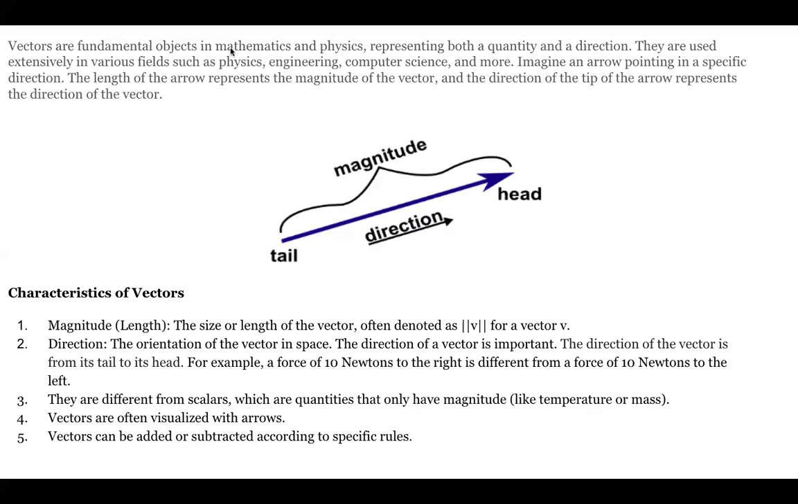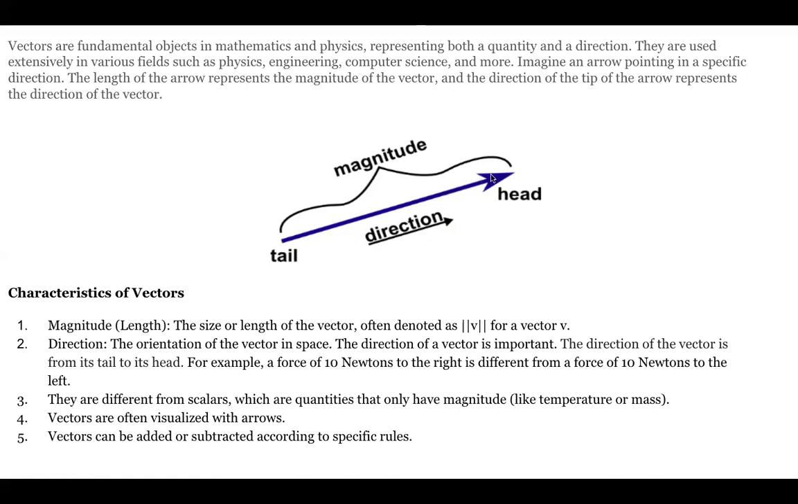So vectors are fundamental objects in maths and physics. They have a special feature, which means that they have both quantity and direction. Okay, so a vector has both a quantity and a direction. They are used in different fields of physics, engineering, computer science, and more.